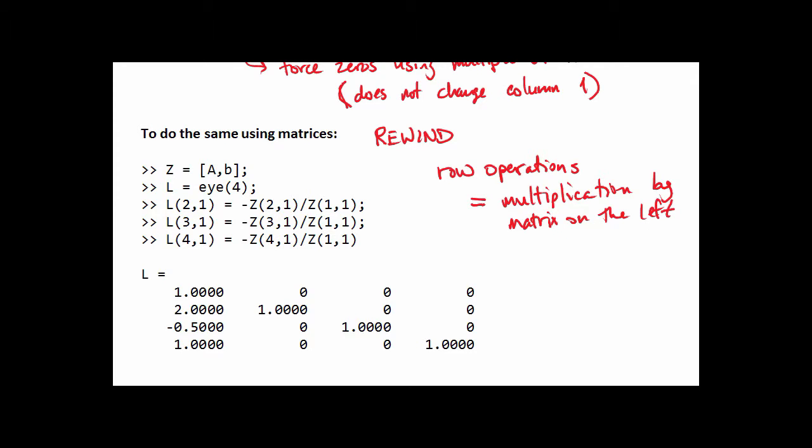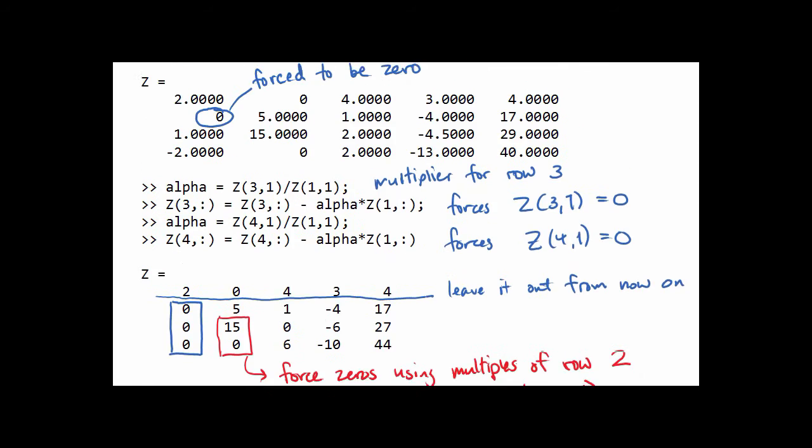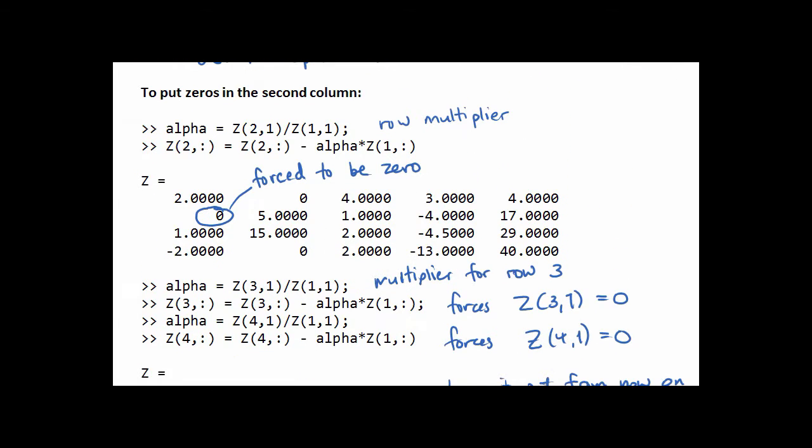Multiplying by a matrix on the left takes linear combinations of rows. That's exactly what we mean by a row operation. So we're going to do the exact same operations, but matrix style. So you go back, and what we did is we computed 3 multipliers, alpha, alpha, and alpha. None of them depended on any of the others, so we could do them all at the same time.